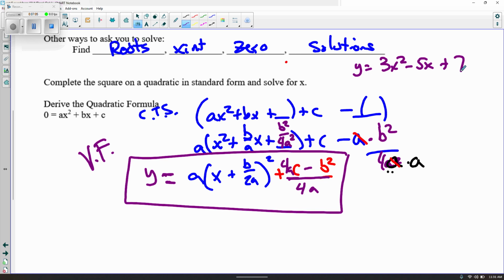You could just memorize this little thing I got in the box right here, and plug in your A, your B, and your C. You want to memorize that? Yeah, that's the reason why we don't teach that, okay?